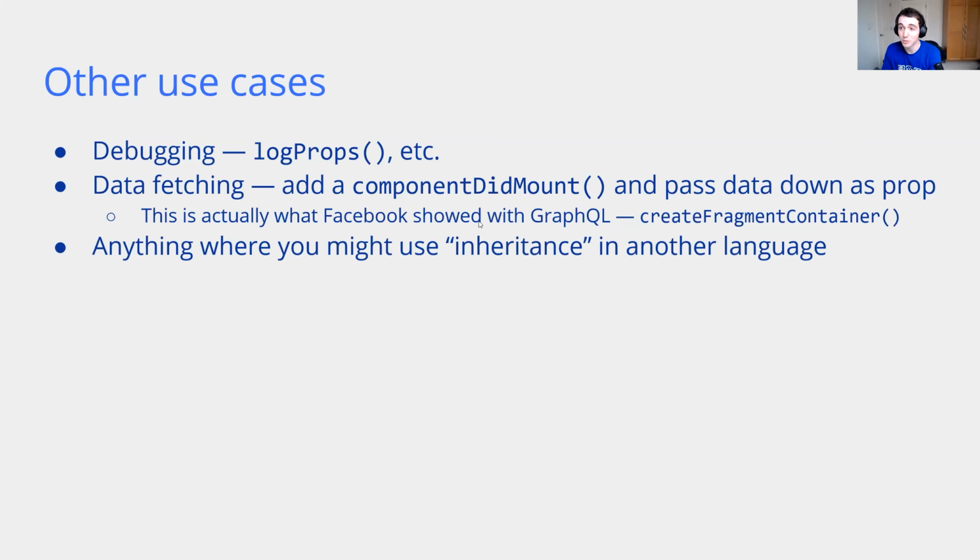And that's actually exactly what Facebook was showing you all in the Facebook workshop. When he showed with GraphQL, he used an HOC called create fragment container. And all that does is it does the data fetching in the background using GraphQL and then passes it down as a prop, wrapping the component. So anything where you might use inheritance in another language in React, you're probably going to want to use HOCs.